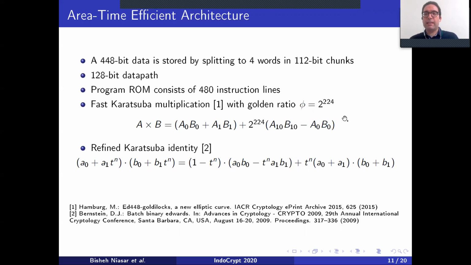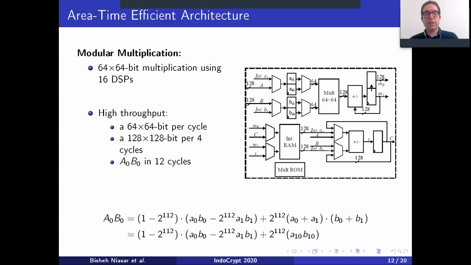This equation has fewer elements compared to the original version of the Karatsuba. Some items can cancel each other, and therefore we use this equation in our implementation. We use the refined Karatsuba identity introduced by Bernstein, and as you see, the equation is mentioned here. Hence, the modular multiplication in this scheme is shown here.